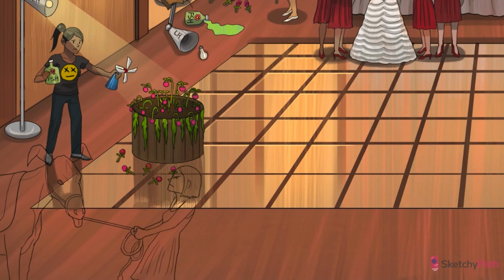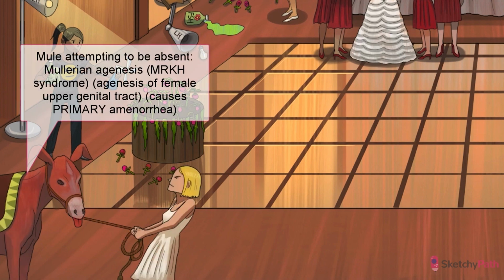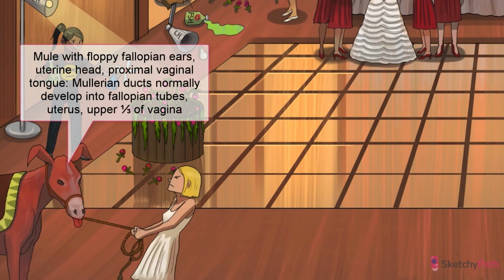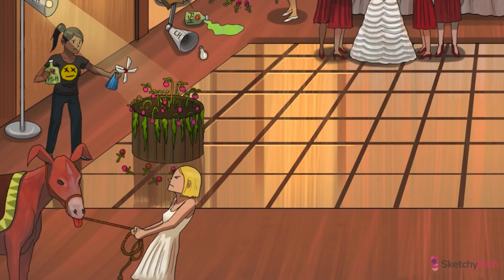Our next cause of primary amenorrhea is an anatomic abnormality of the uterus, congenital Müllerian agenesis. Just can't get that mule to budge. First, a little embryology review. The early embryo has two pairs of genital ducts, the Wolffian or mesonephric ducts, and Müllerian or paramesonephric ducts. In a normal female fetus, the Müllerian ducts develop into the fallopian tubes, uterus, and upper third of the vagina, all incorporated into the mule's head, fallopian ears, uterine head, and even the tongue, representing the proximal vagina.